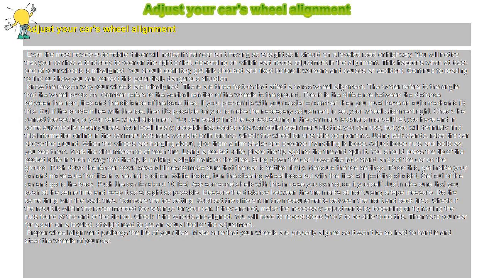Bring down the car. Lower the jack stand and set the car on the ground. Push down the fender several times to make sure that the car is settled firmly.